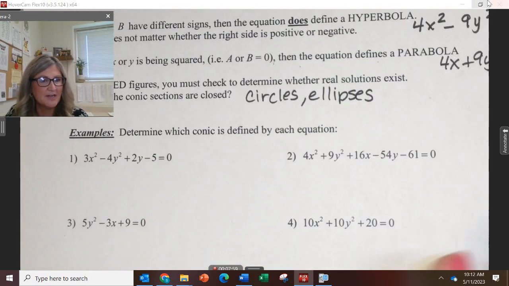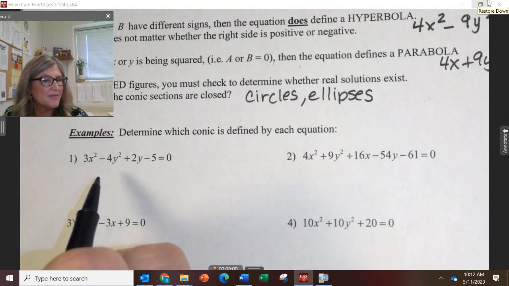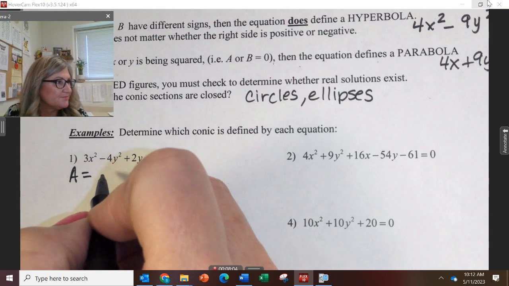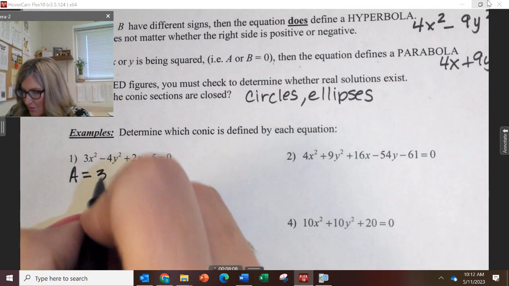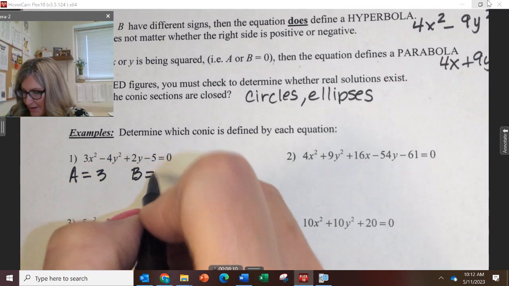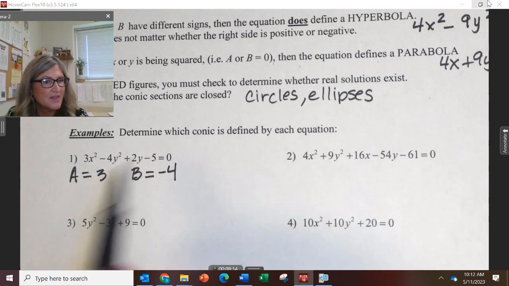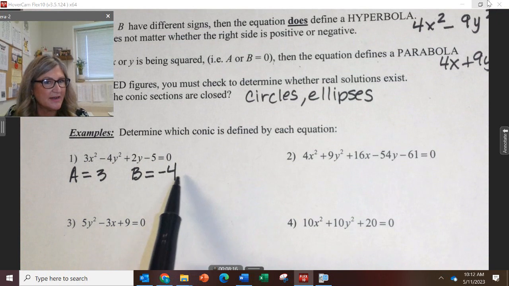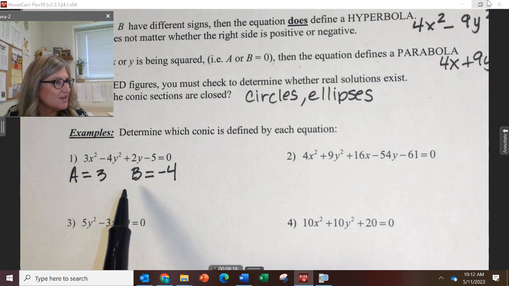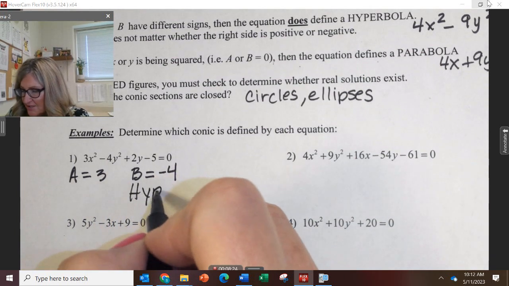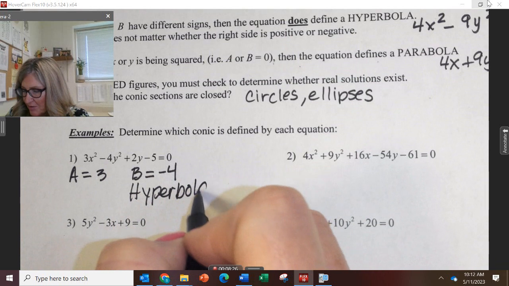All right, I'm going to do this first problem with you. Tell me what A is. What's the coefficient of x squared? 3. What's the coefficient of y squared? Negative 4. You have to take the sign. A is 3, B is negative 4. The signs are different. You should know what kind of shape we have. What is it? Hyperbola. We don't have to do anything else. It has to be a hyperbola.